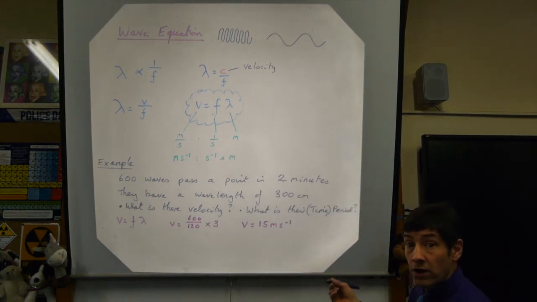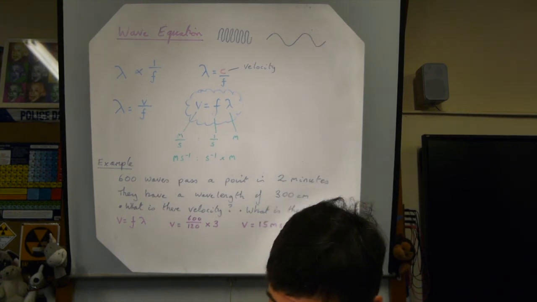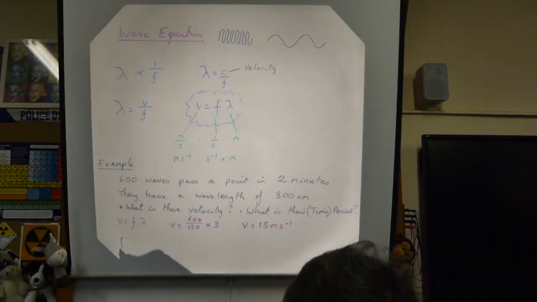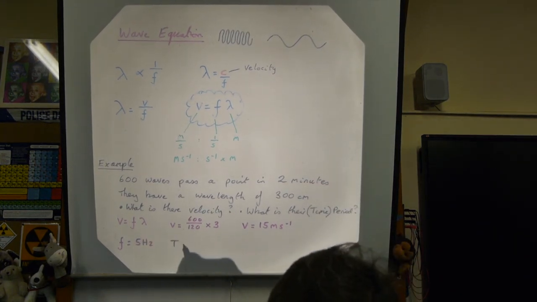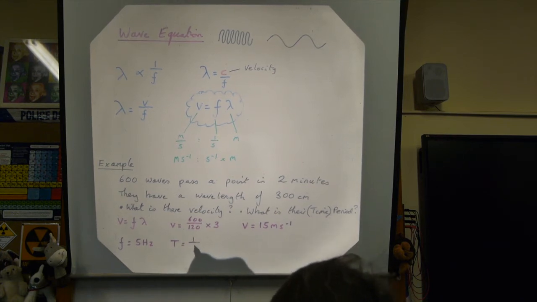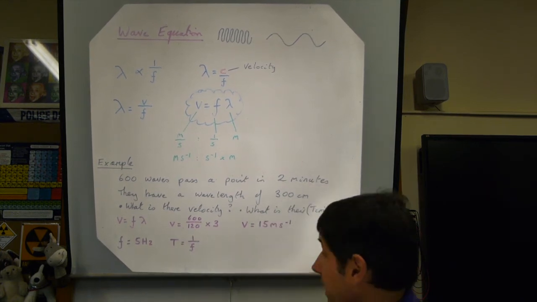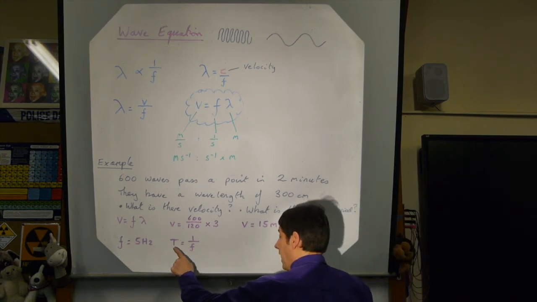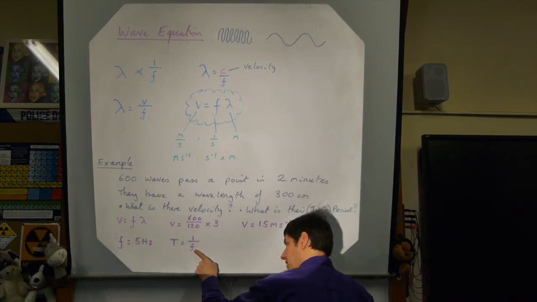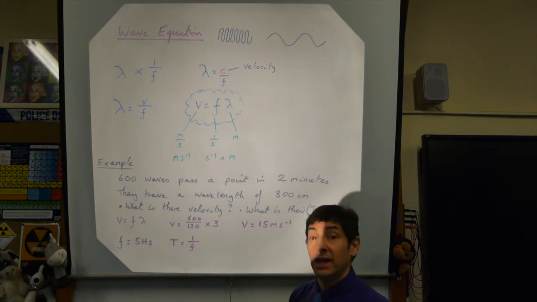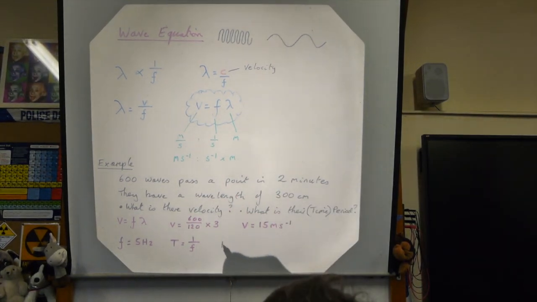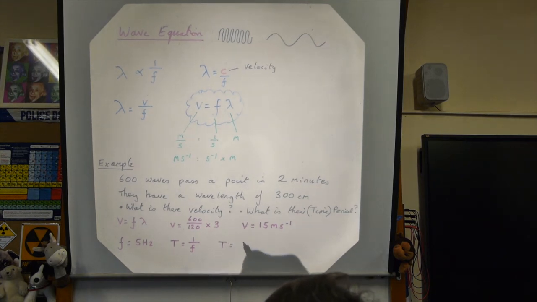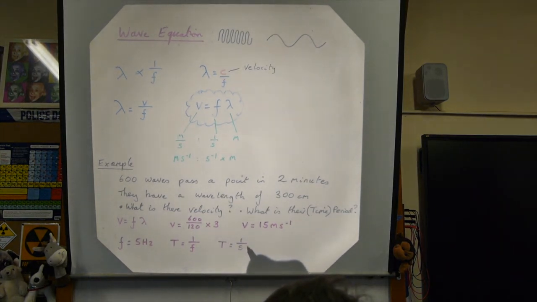Now, what's their time period? Okay, well, we know from here the frequency was equal to 5 hertz, and we know the time period is equal to 1 over frequency. I'll just say it again. Remember that the time period is in seconds, so this should be in per second. In other words, it should be in hertz, not kilohertz. So the time period, or the period of this wave, is 1 over 5 hertz.